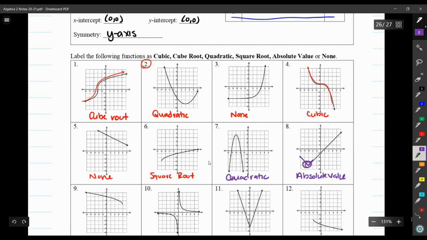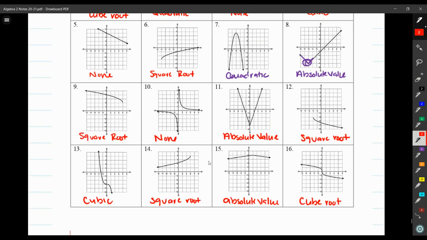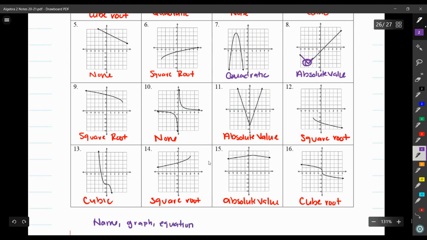All right, so 9 through 16, pause the video and see if you can match them with their correct families of functions. And these are your solutions. So we need to work on memorizing the name of the function, what its graph looks like, and its equation. Everything else you can figure out from one of these 3 things. So we need to work on memorizing these for this current set of functions that we have.